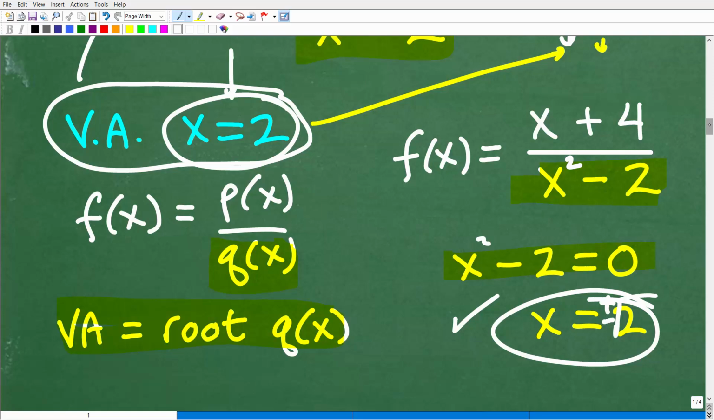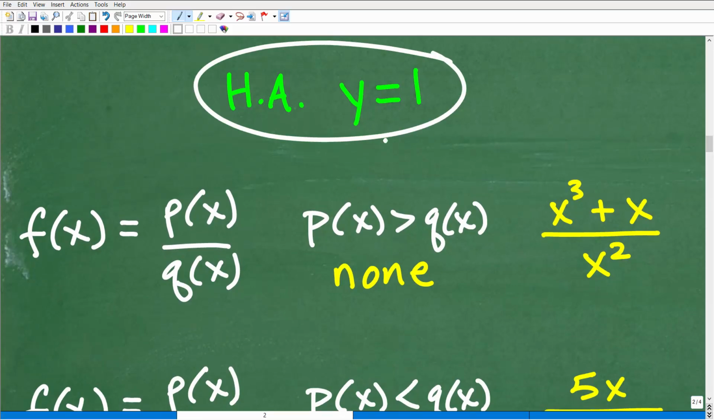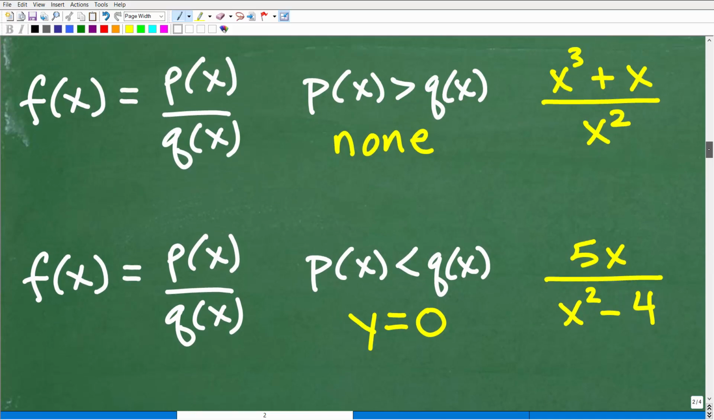Let's move on to horizontal asymptotes. The horizontal asymptote for this particular problem was y equals 1. If you recall, I had that little dashed line like this. A horizontal line is a y equals line, so this is y equals 1. That will be on our graph, so that is the horizontal asymptote. Let's talk about this now, and there are basically 3 cases when we're dealing with a rational function.